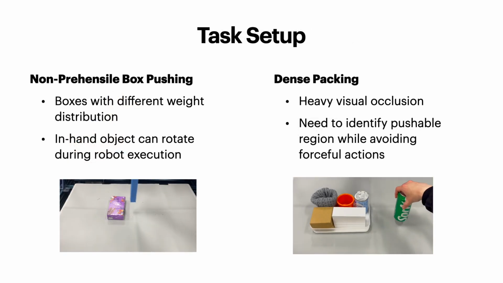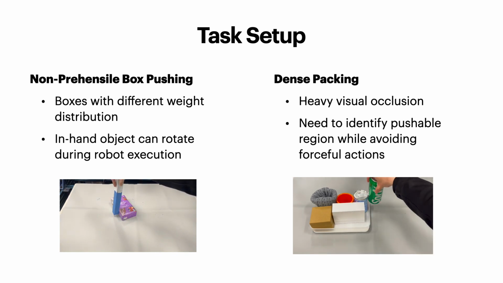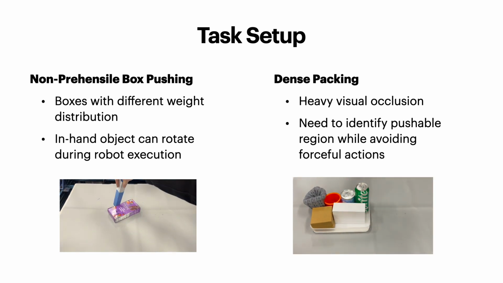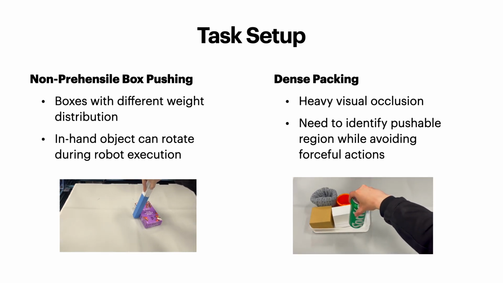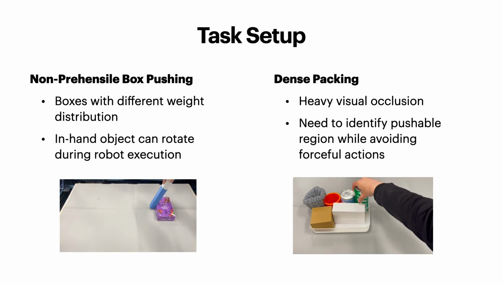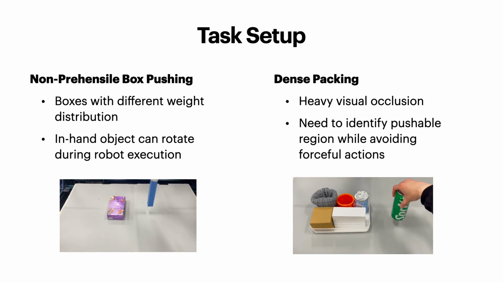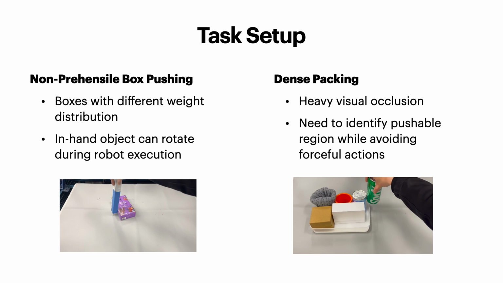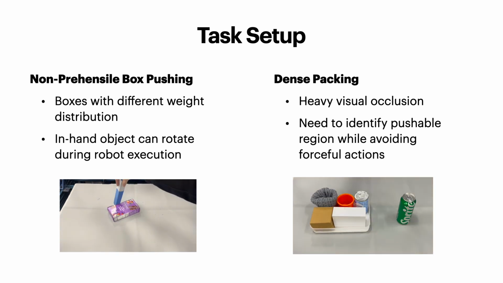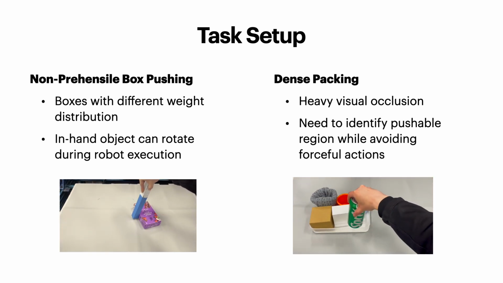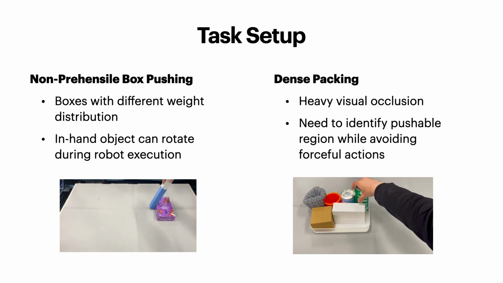We demonstrate our approach on two challenging tasks involving complex dynamics and partially observable physical states. In the first task, the robot must push visually similar boxes with different mass distributions to a target pose using a loosely held tool. This is highly challenging because the objects have varied dynamics, and the tool object can rotate in hand, creating complex interactions between gripper and object.